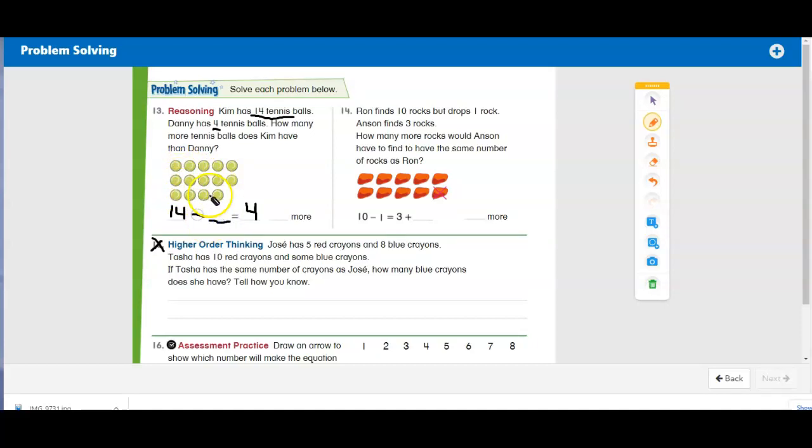We know we have 14 tennis balls, so you could cross off tennis balls till you have 4 left. So go ahead and do that on your paper. There are 14 tennis balls, so cross out tennis balls till you have 4 left. After you do that, count how many tennis balls you crossed off and write that number in the missing blanks. Then count how many you crossed out and write that number in the blank.